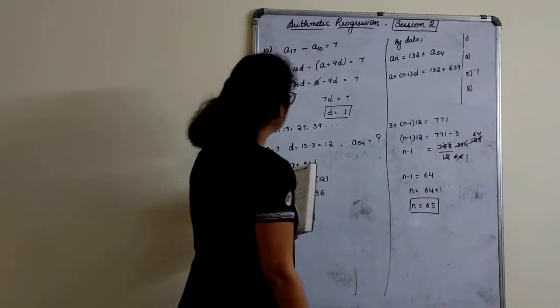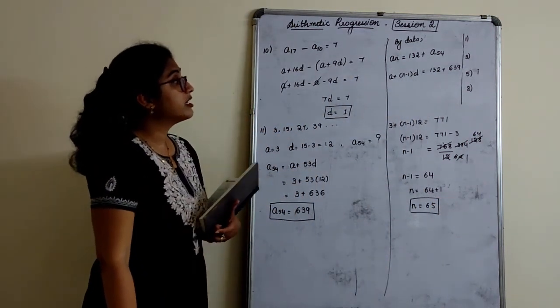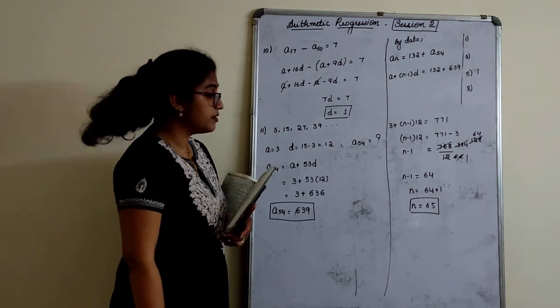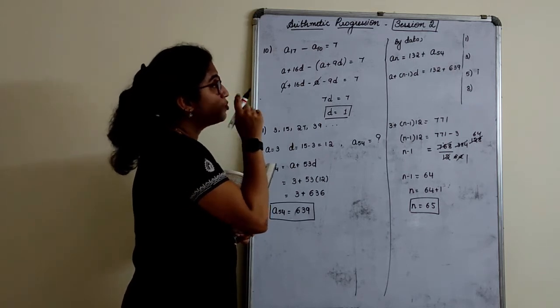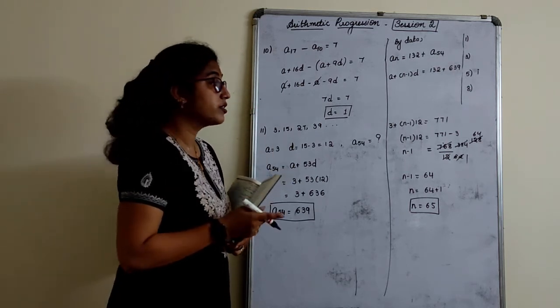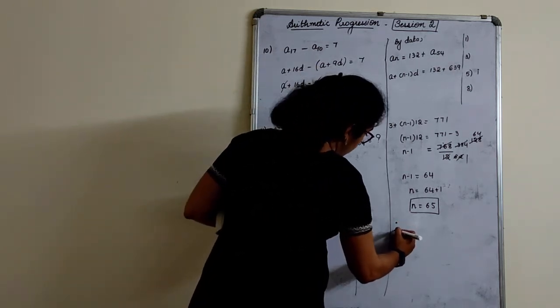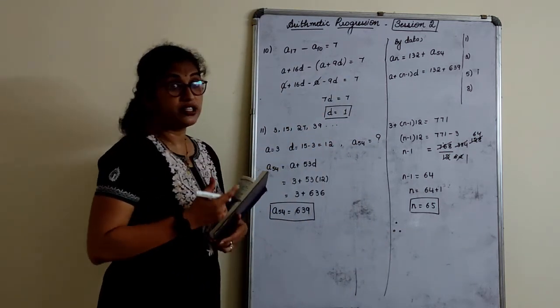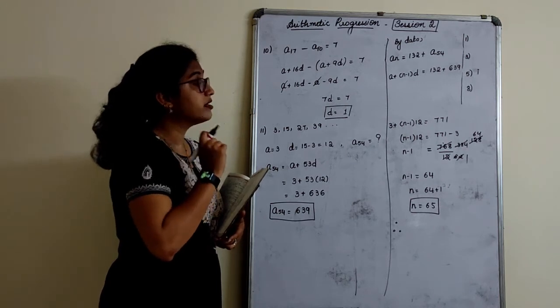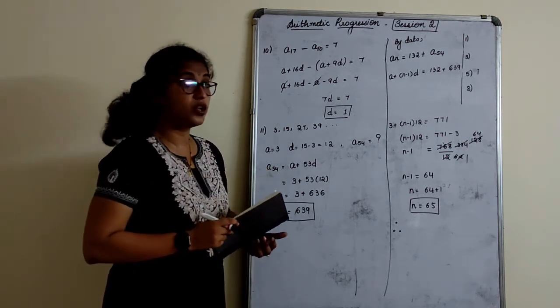So, which term of an AP is 132 more than its 54th term? It is the 65th term of an AP that is 132 more than its 54th term. Give the conclusion, because they have asked us in the fact form only. Therefore, the 65th term of an AP is 132 more than its 54th term. Right?